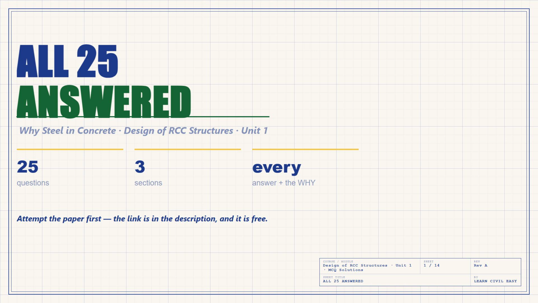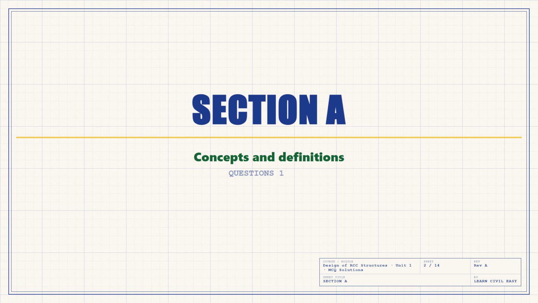We will go through every question in order, and for each one, I will not just give you the answer, I will show you why the wrong options are wrong. That second part is where the marks actually are. Let us begin with section A.